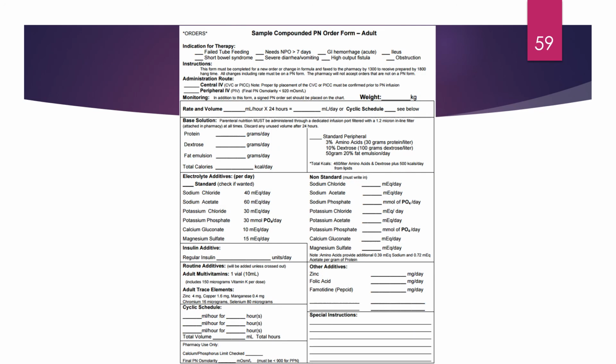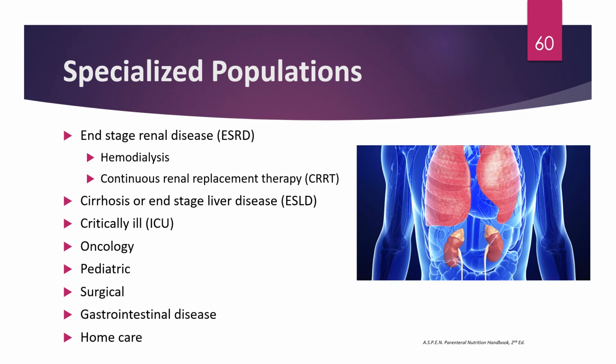This is a sample PN order form. We'll also have our own sample PN order form that we'll be using in this class, so stay tuned for that. There are many different specialized populations that we can take into account whenever we are going to give a patient nutrition support. Each of these different specialized populations may have different considerations in regards to macronutrient goals, including protein goals, like in grams per kilo, calorie goals in kilocalories per kilo, as well as different electrolyte goals depending on each of the different patient populations.